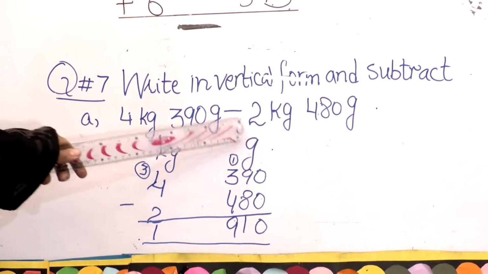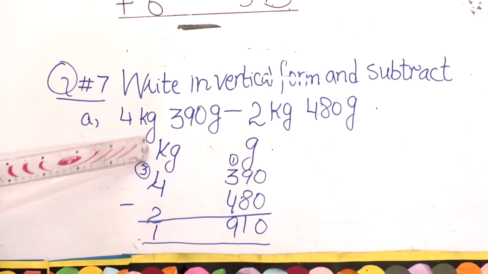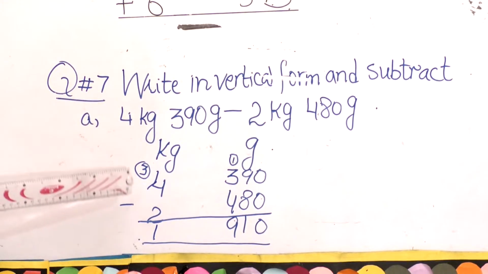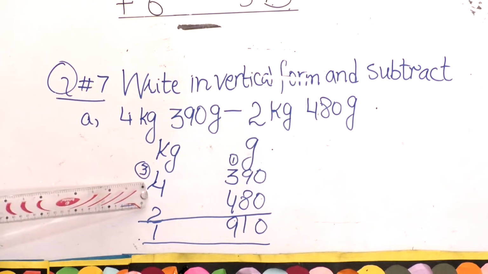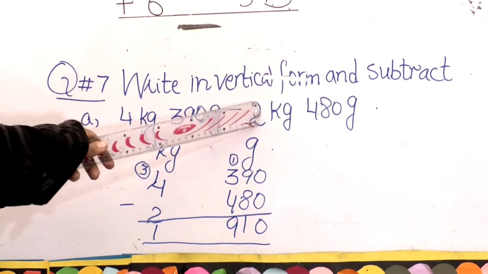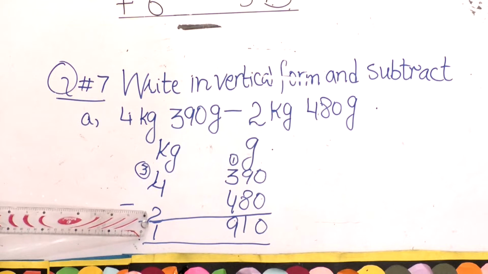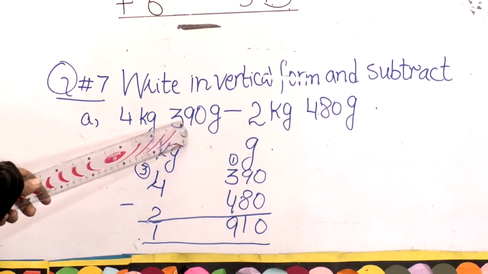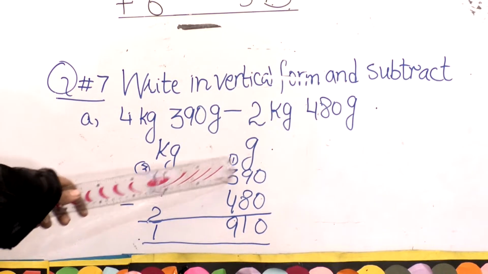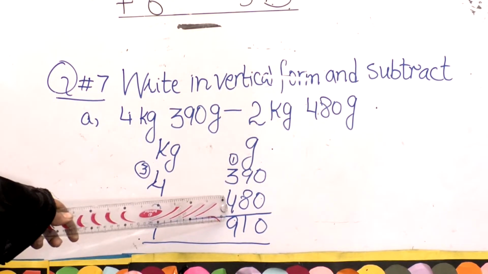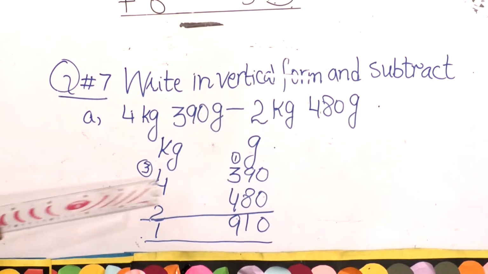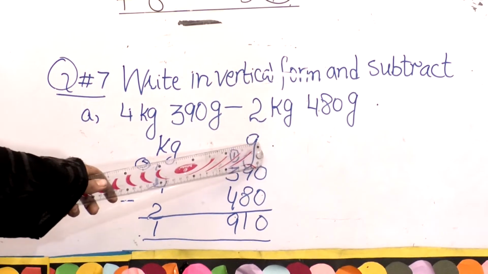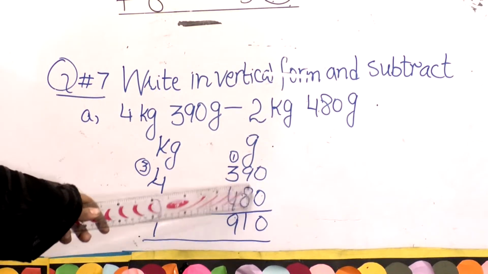First separate these two units of measurement, write down kilograms and grams. And then with kilograms, you will follow the same procedure and write down the first value under kilograms. Then you will write the second value under kilograms. And write the subtraction sign here. Under grams, we will first write 390 and then we will write 480. Now you have to subtract these values starting from this side, following the place value chart. You will go on subtracting the numbers vertically.